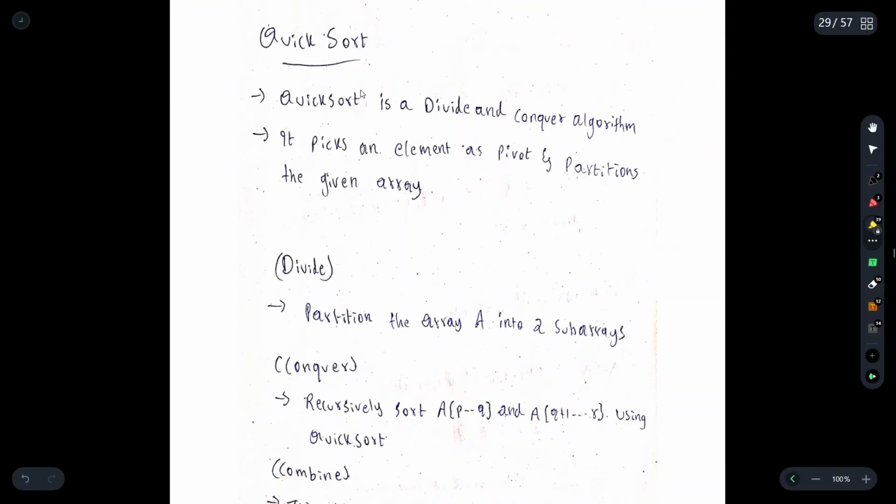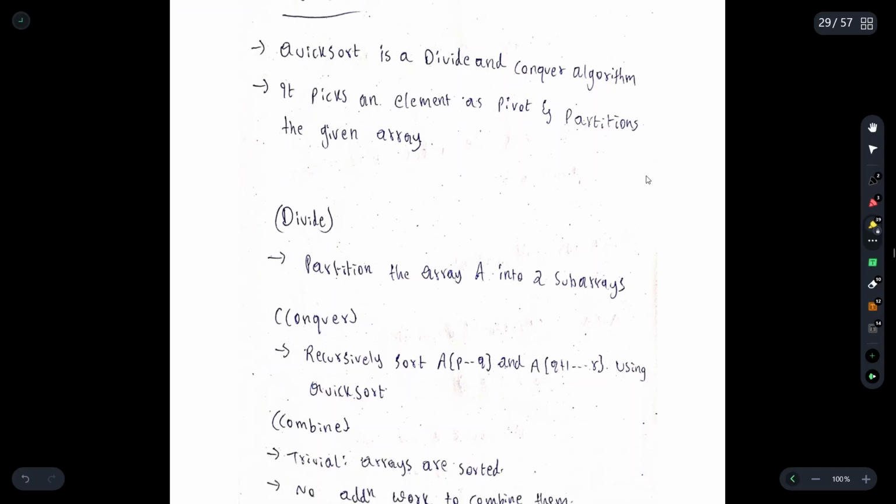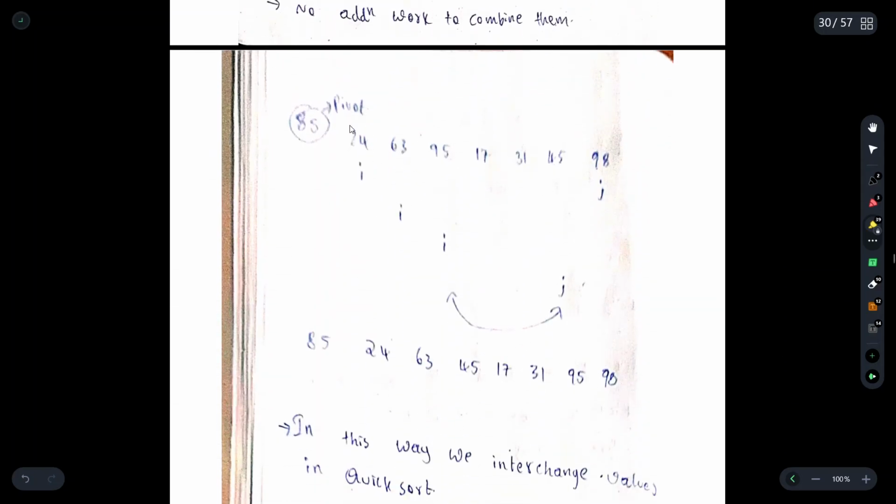Now we will discuss quick sort. Quick sort is also one of the concepts in the divide and conquer approach. We will pick some element as a pivot element, and we will partition the array according to it. So we will see the example here.